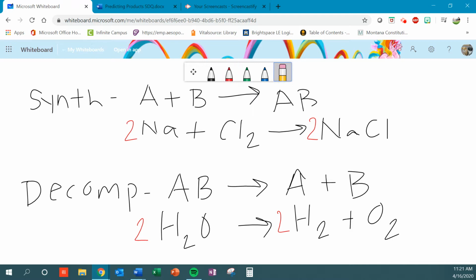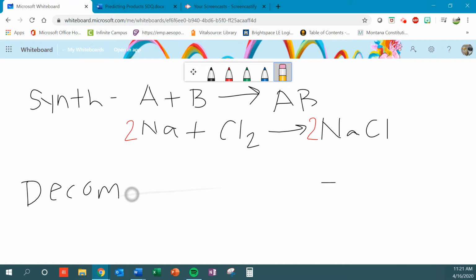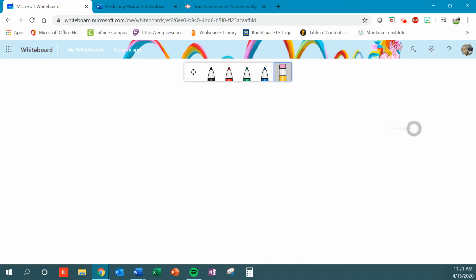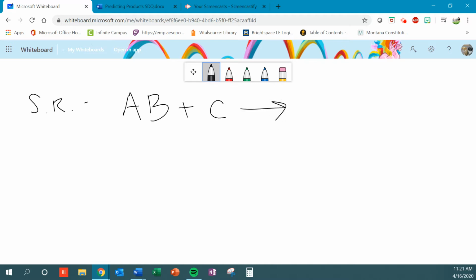So I'm going to erase this stuff. The next type of reaction that we are going to discuss is a single replacement reaction. And so single replacement is where I always say this is kind of like the cheater reaction because you have a compound and a single element. And then after the reaction occurs, the single element comes in and replaces one of the things in the compound.